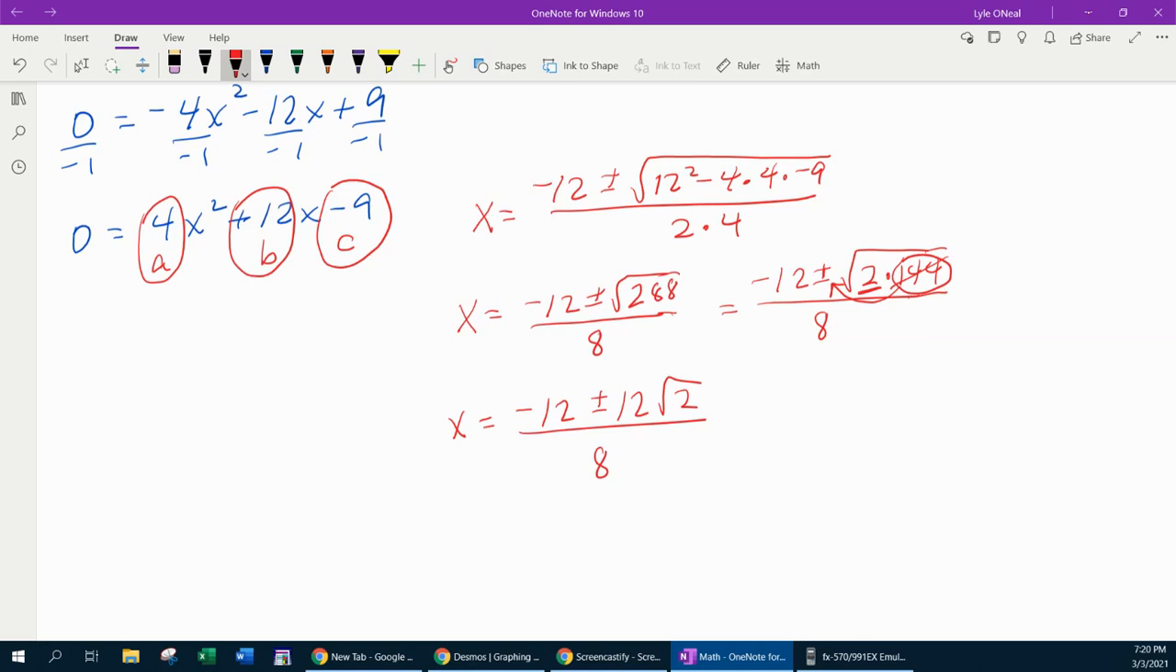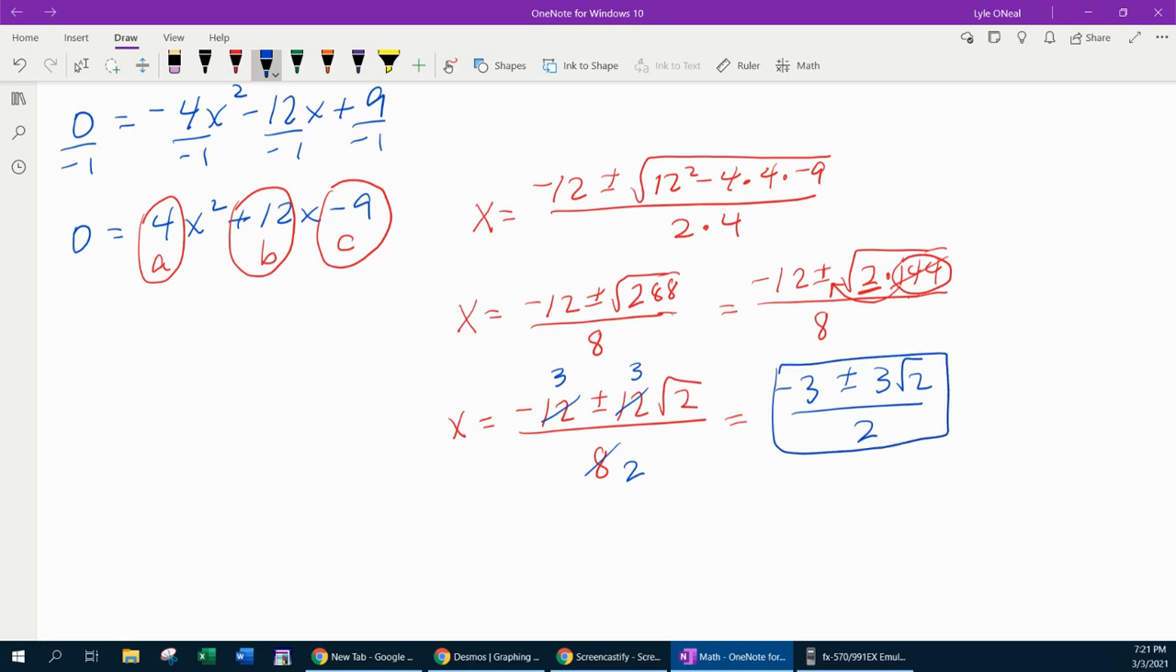All over 8. And then the 12, 12, and 8 can reduce. 4 goes into all of those. 4 goes into 12 3 times. 4 goes into 8 2 times. And I finally have my x-intercepts, negative 3 plus or minus 3 square root of 2 all over 2.